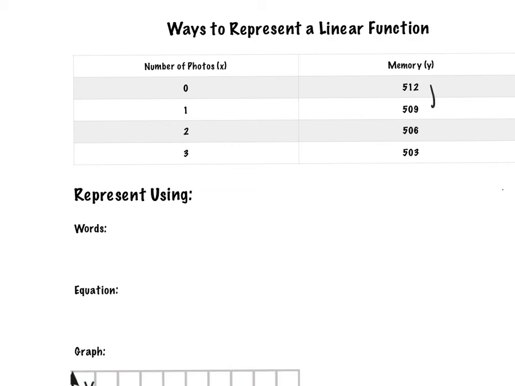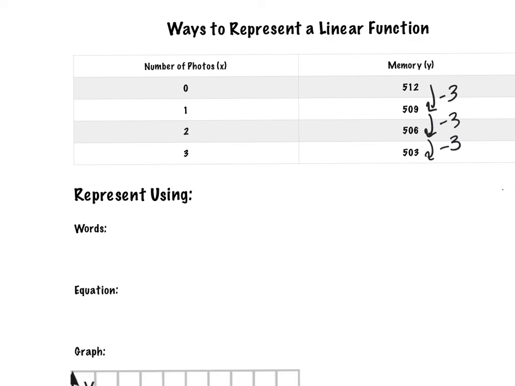So the first thing I want you to do when you look at these kind of things is look to see if there's a constant rate of change, right? So how would I go from 512 to 509? Subtract 3, right? Does 509 to 506 have that same property? Subtract 3? Yes. And 506 to 503. So I'm subtracting 3.